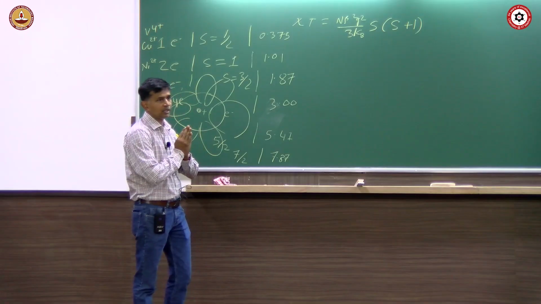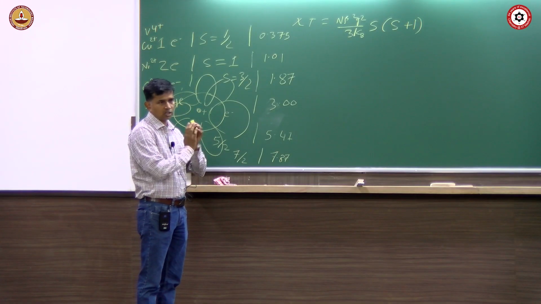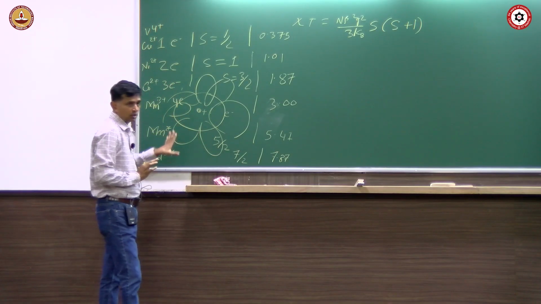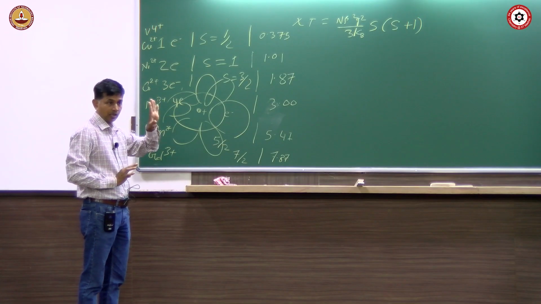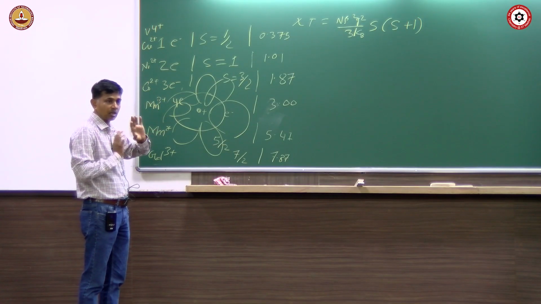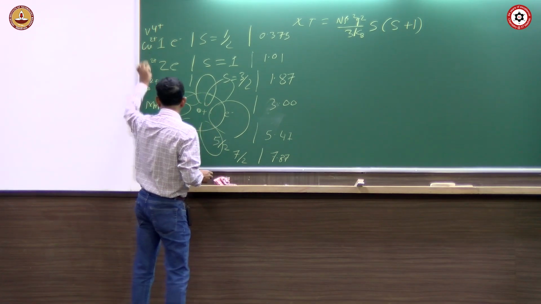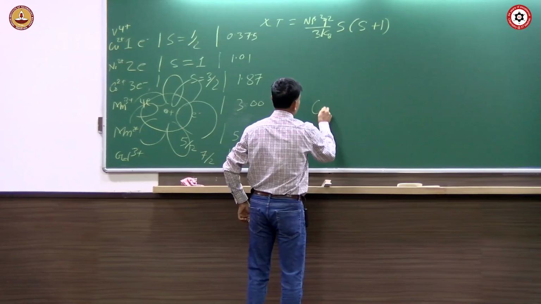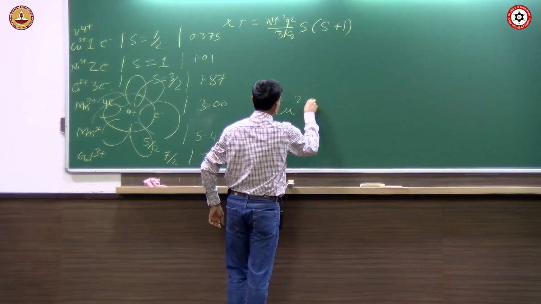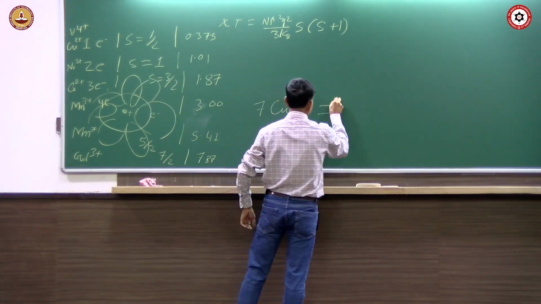So when we are measuring in one center, all spins are parallel to the applied magnetic field. But if you use the same number of electrons, gadolinium 3 plus cannot be equivalent to 7 copper 2 plus.